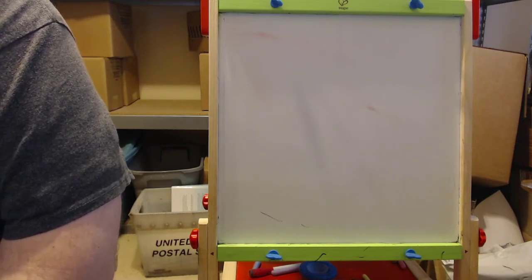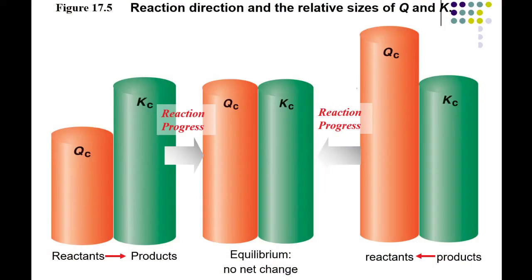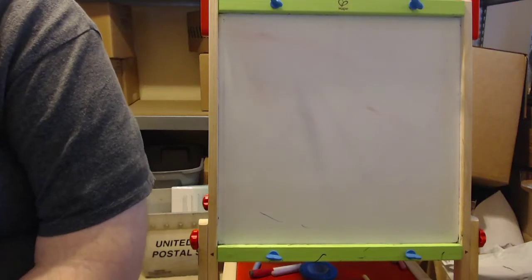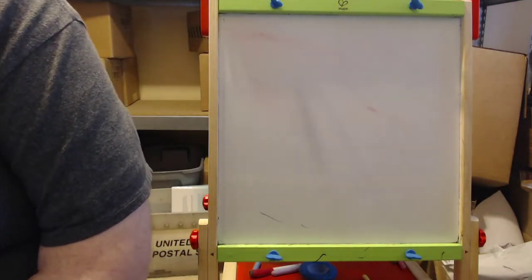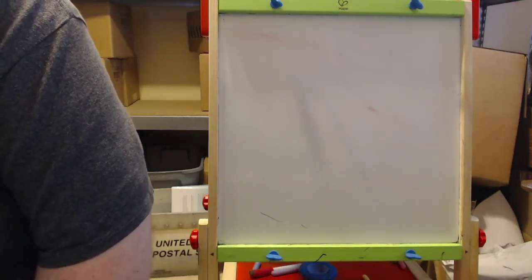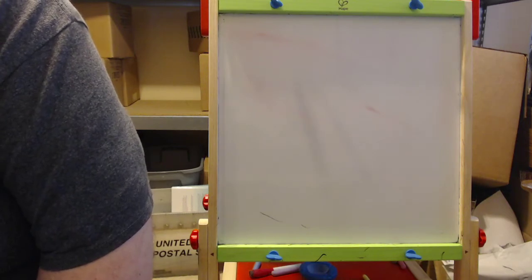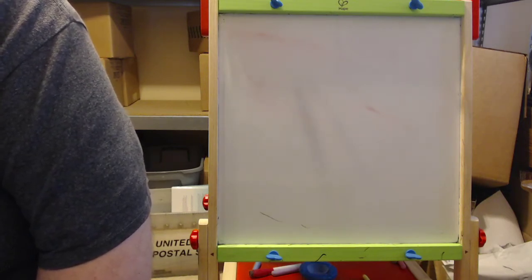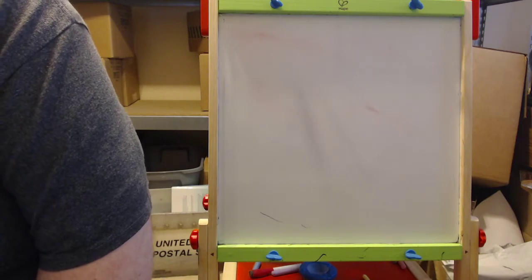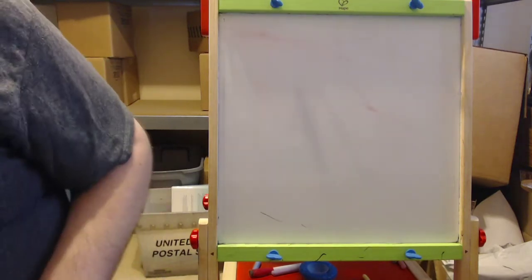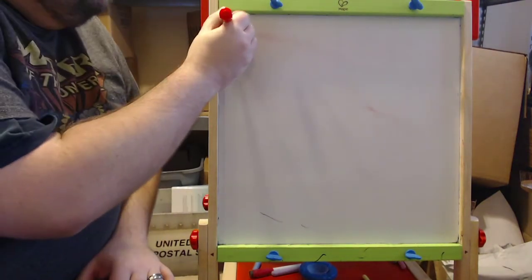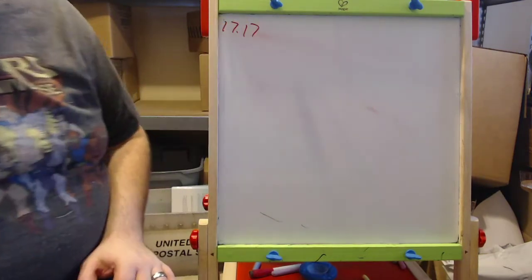All right then, so where we left off was right here. We calculate QC and K. Question. All right. 17.17. Gotcha. Let's see, 17.17. A particular reaction at a temperature has a Kc of 6.5 times 10 to the second. Okay, so this is 17.17.